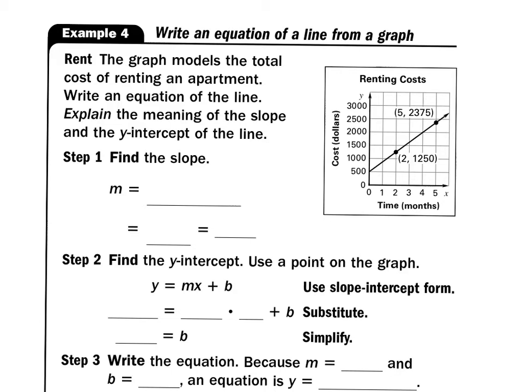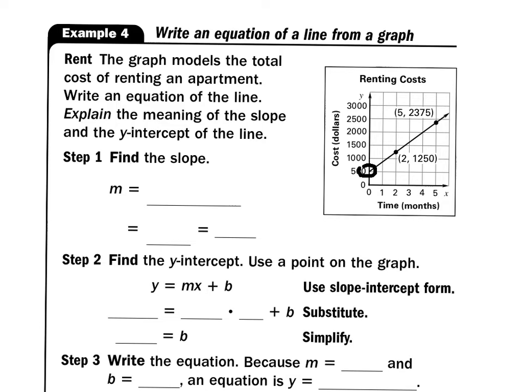Well, let's talk about what the slope and the y-intercept mean first. Okay, the y-intercept is what? 500, right? Up here. And it's 500 at 0 months. That means before you even move into the apartment, it costs $500. Well, that must be, what do you think? It's probably the deposit. I bet it would be the deposit, or first month's rent, something like that.